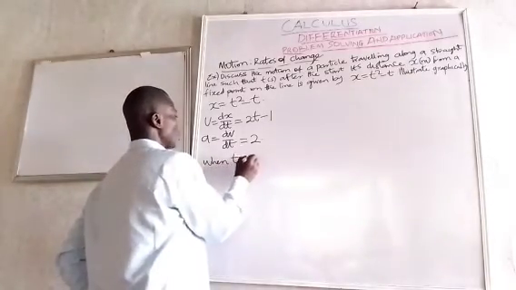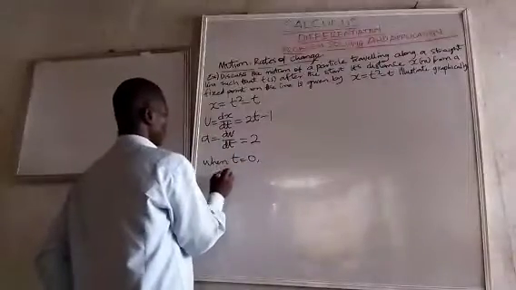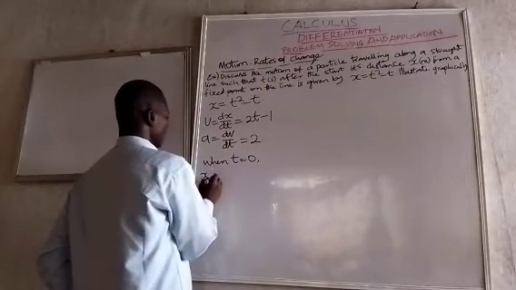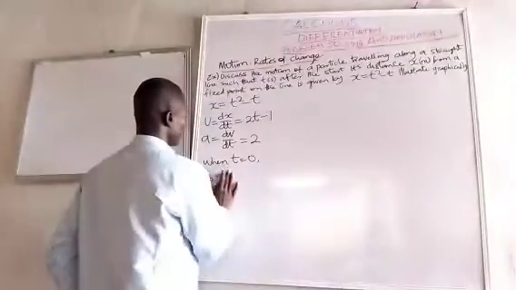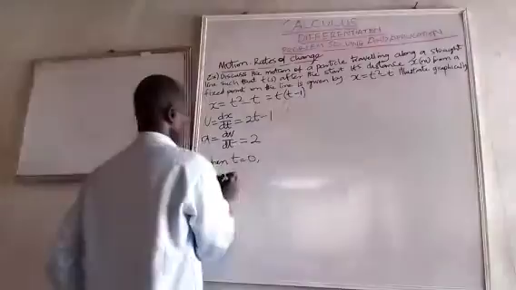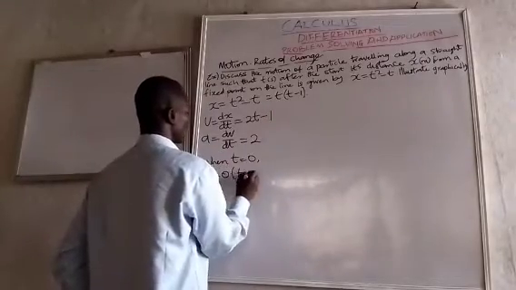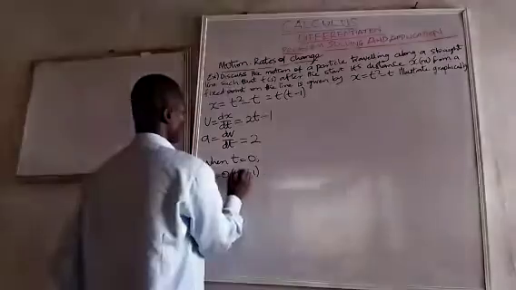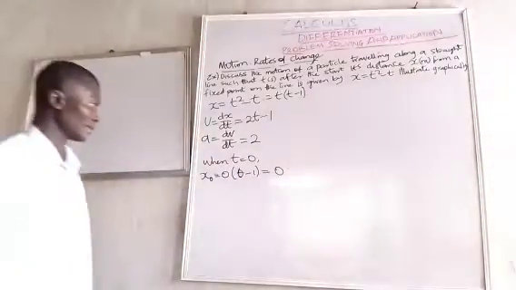When t equals 0, that is where it started from, x will be equal to t, t minus 1. So 0 into 0 minus 1. So that is 0. Which means that it started from that original point.